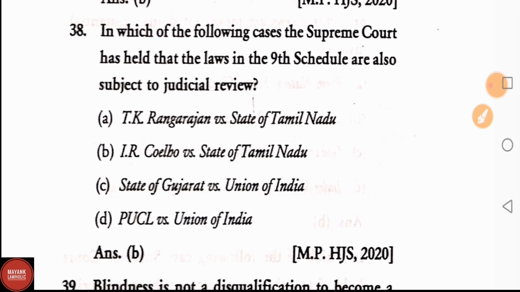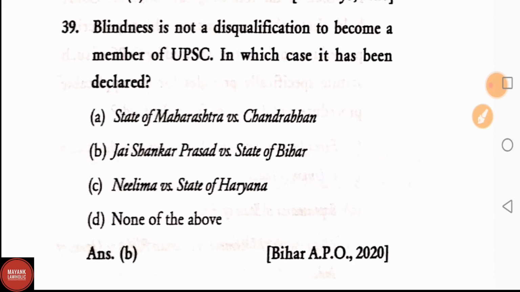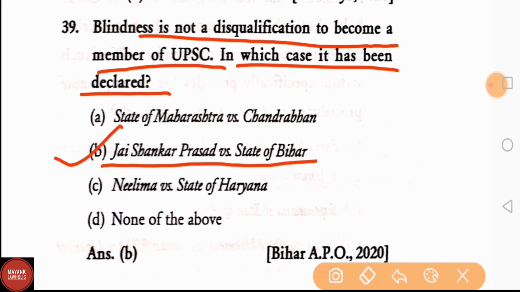Question number 38. In which of the following cases the Supreme Court has held that the laws in the 9th schedule are also subject to judicial review? It was held in the case of I.R. Coelho versus State of Tamil Nadu. Question number 39. Blindness is not a disqualification to become a member of UPSC, in which case it has been declared. It is declared in the case of Jaishankar Prasad versus State of Bihar.